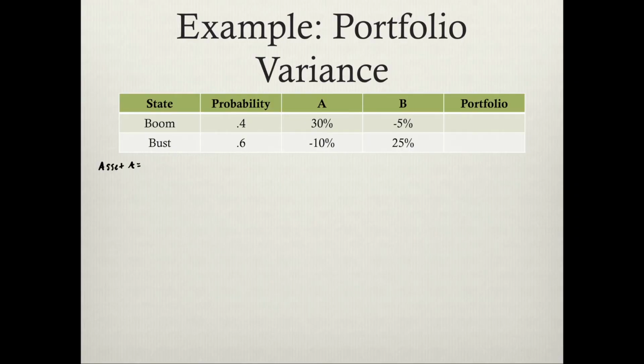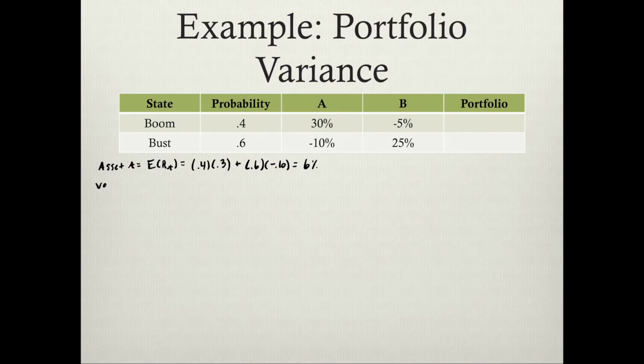So the first thing that we are going to do is calculate the expected return of asset A. As we discussed previously, it is the probability of each economic condition multiplied by the return in that condition, and we sum those different products together. So we have a 40% probability of a boom. In a boom economy, asset A has a 30% return. And we add to that the probability of a bust economy multiplied by the negative 10% return, and we get an expected return of 6%.